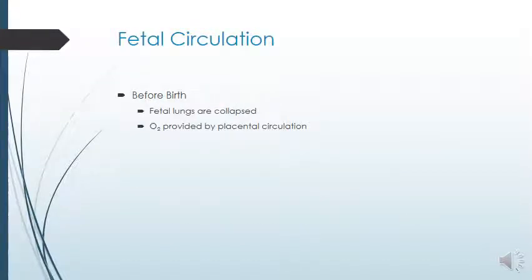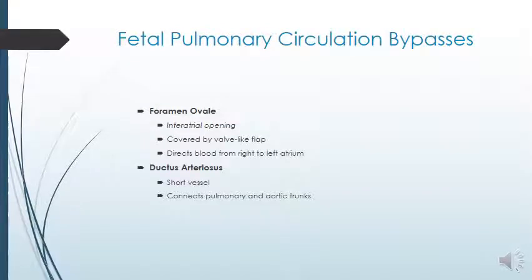Before birth, the fetal lungs are collapsed and the oxygen is provided by placental circulation. The foramen ovale and the ductus arteriosus function to bypass the lungs. The foramen ovale is an opening between the right and left atria. It's covered by a valve-like flap. It directs the blood from the right to the left atrium.